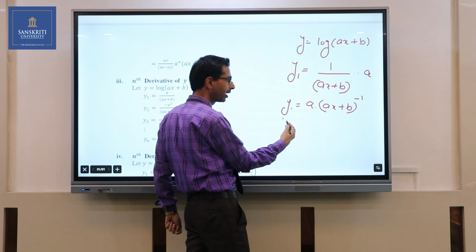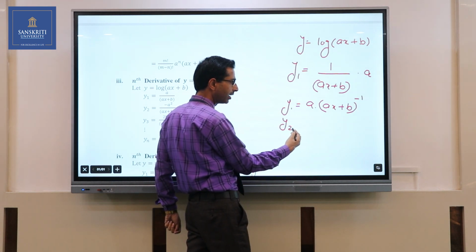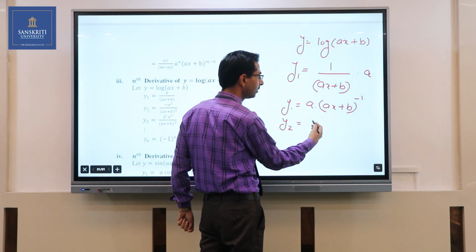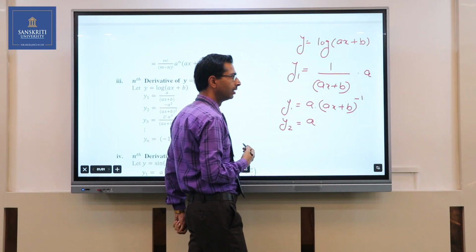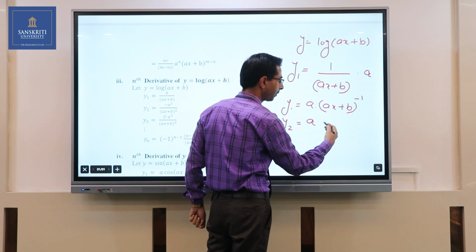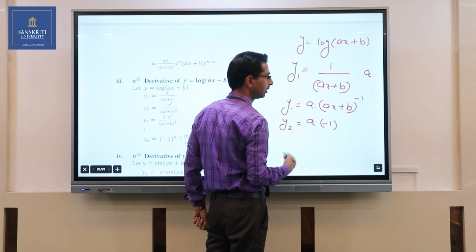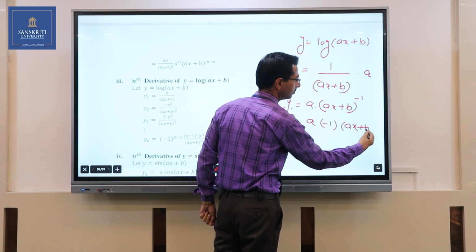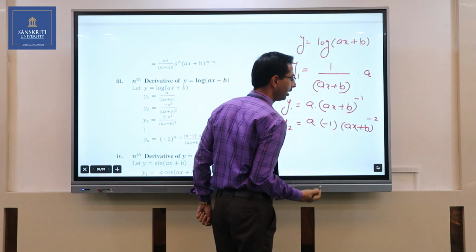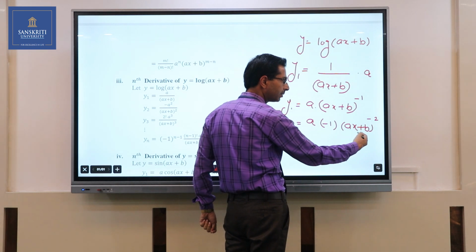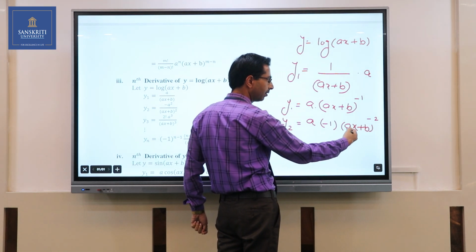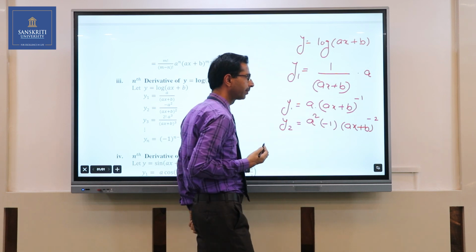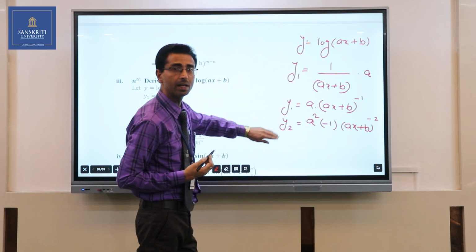Now we differentiate again with respect to x, and then we find the value of y2, that means the second derivative. So a, and minus 1, (ax plus b) to the power minus 2, and differentiating again with respect to x, ax plus b gives a, and we write it as a square. So this is our second derivative.